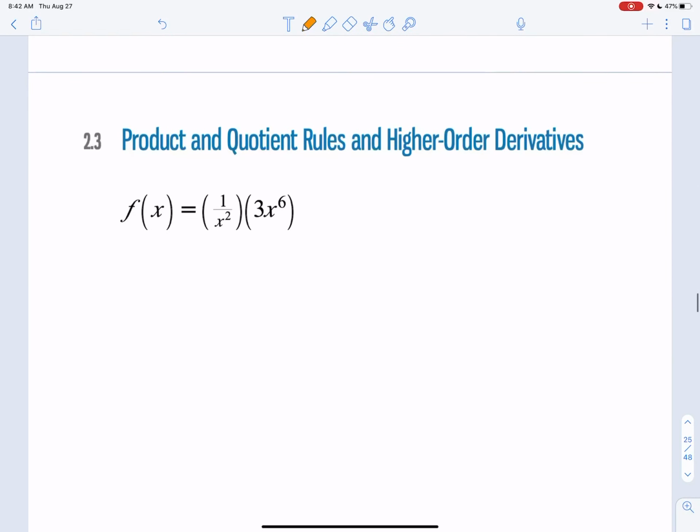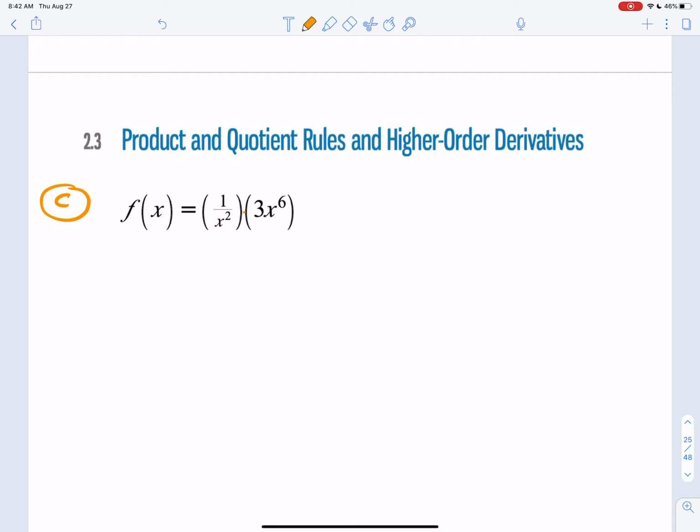All right, here's part C. Once you write this down, answer this question, okay? First of all, we have a product. Is it more efficient to apply the product rule, or should we simplify it first and then apply the derivative, okay? Pause and then press play whenever you're ready.